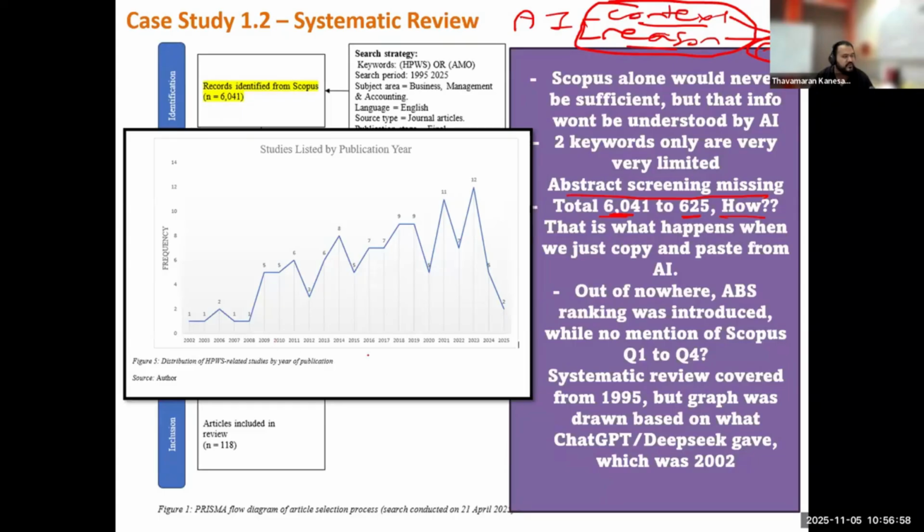So we got 2002 to 2025 here. These are the range of time that a paper was published in this area, HPWS AMO, okay, this area. This is more HPWS related, not AMO. And this is the number of papers published.